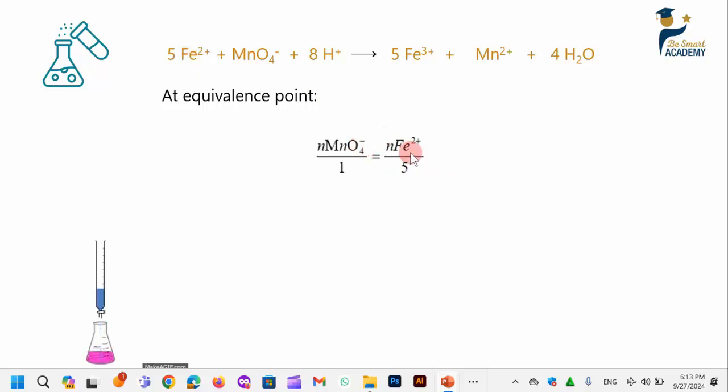V equivalence is the volume added from the burette to the beaker. So instead of number of moles we put C times V of the permanganate equals C times V of Fe2 plus. Usually 3 known, 1 unknown. For example, C, V and V given, C unknown, cross multiply and you can find the value of C.